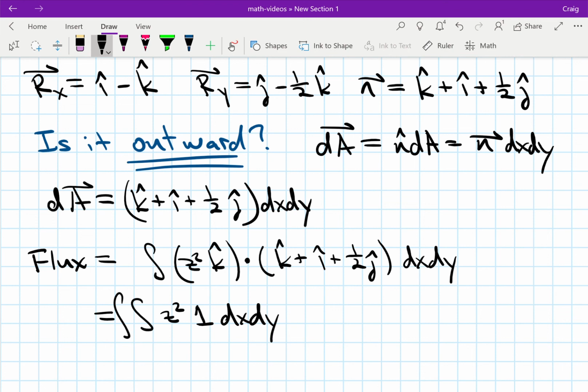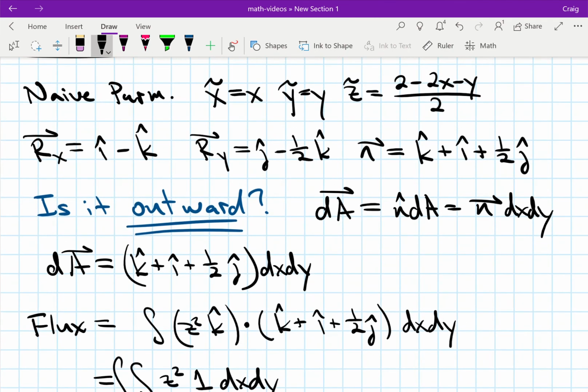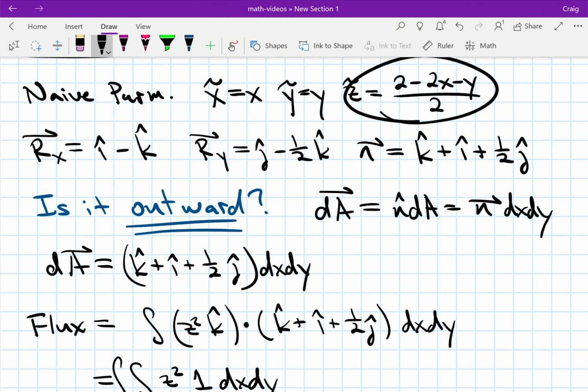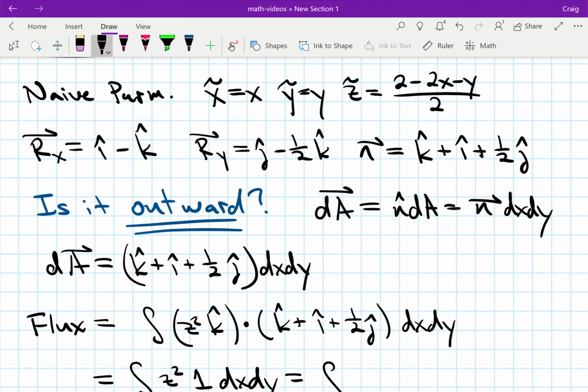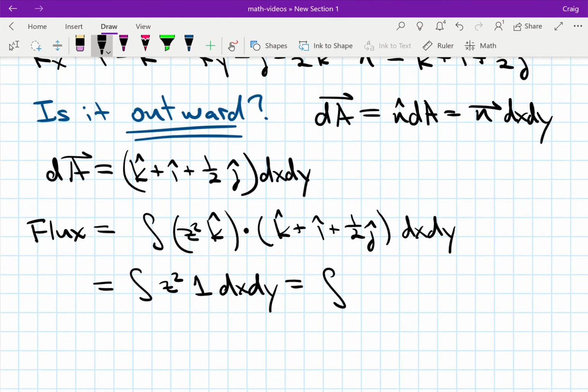So first of all, I know z as a function of x and y looks like this. So let me express z in terms of x and y. So z is 2 minus 2x minus y over 2. Okay, and that thing has to be squared.